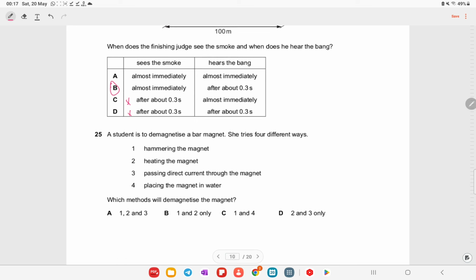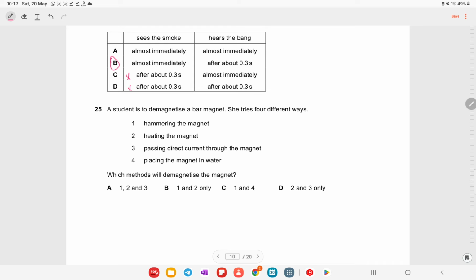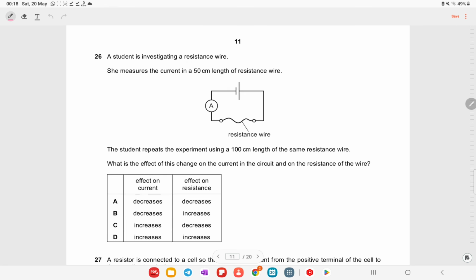A student is to demagnetize a bar magnet. She tries 4 different ways. Hammering the magnet, yes. Heating the magnet, yes. Passing direct current through the magnet, this is not possible. Placing the magnet in the coil, so options 1 and 2. So B is going to be the right answer for this.